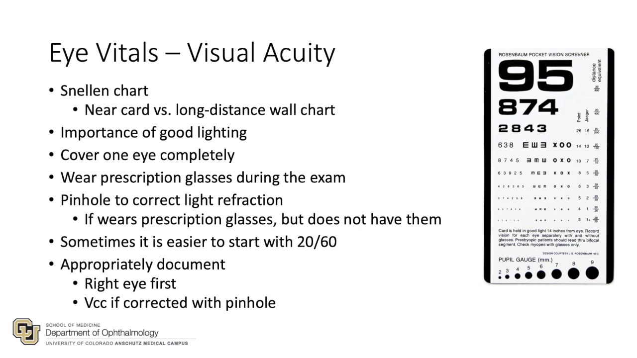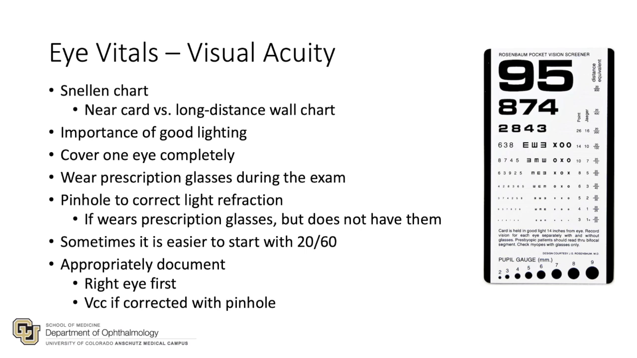For the near card, have the patient hold the card 14 inches away from them, or approximately half an arm's length away. It is very important for this exam to have good lighting to maximize patient accuracy. Make sure you always cover one eye. It is conventional to always start testing the right eye first, so ask the patient to cover their left eye. If the patient wears glasses, have them put their glasses on for the exam. If the patient wears glasses but forgot them, make sure to use the pinhole after initially checking vision.